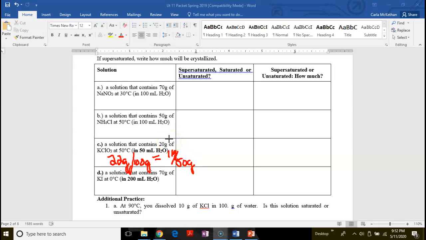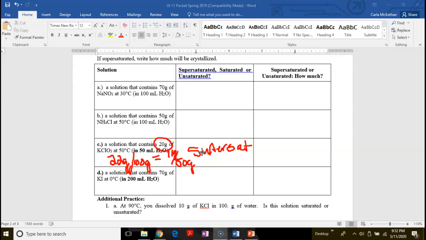How much were you able to dissolve in there? It said 20. So that means I am supersaturated because I dissolved more than what could technically be held. So this is a supersaturated solution. Okay, my handwriting is terrible. I'm just going to write super sat.